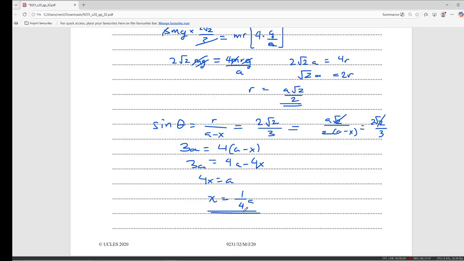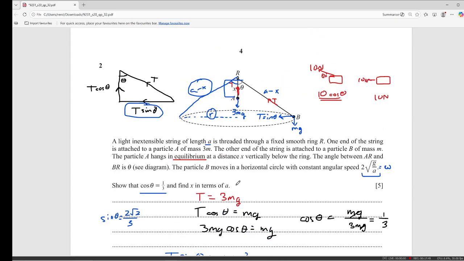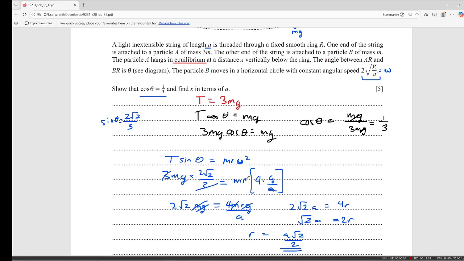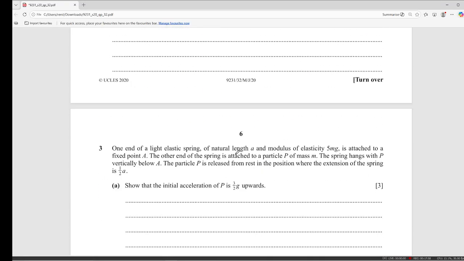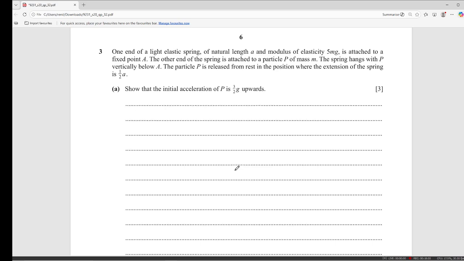That's how you would solve this question. Overall, it's a really simple question, but it just requires you to understand and, I guess, not panic during the situation. But it's quite easy to solve. Right, now let's proceed. Show that the initial acceleration of p is 3 by 2g upwards.